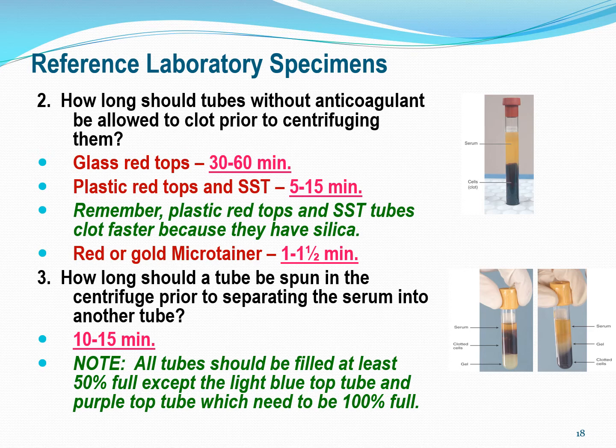So how long should a tube be spun in the centrifuge prior to separating the serum into another tube? We need to centrifuge our tubes for about 10 to 15 minutes. And make note, all tubes should be filled at least 50% full, except the light blue top tube and the purple top tube, which need to be 100% full.